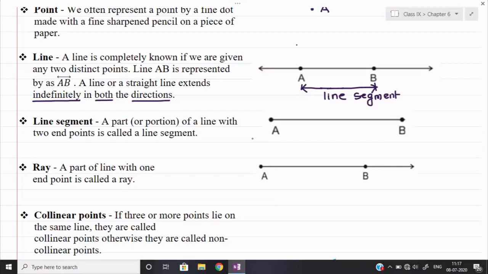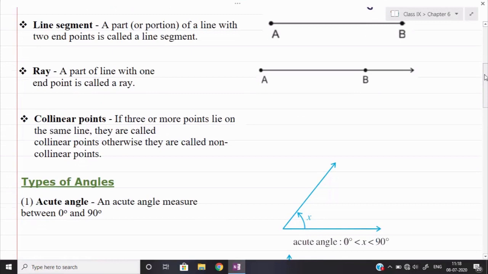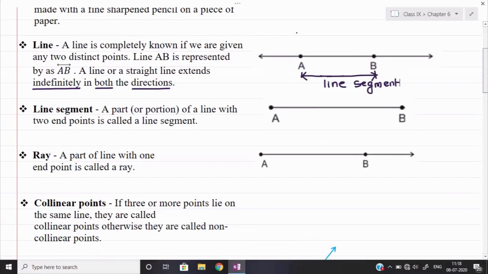Now, let us see the third definition. Sorry, the fourth definition is given here. Ray. A ray is a part of a line with one endpoint. If we start a line from one endpoint and it goes up to infinity, we say it is a ray. So there are three basic things we have learned so far: one is line, second is line segment, and third is ray. So what is a line? It goes up to infinity in both directions, as you can see in the figure.